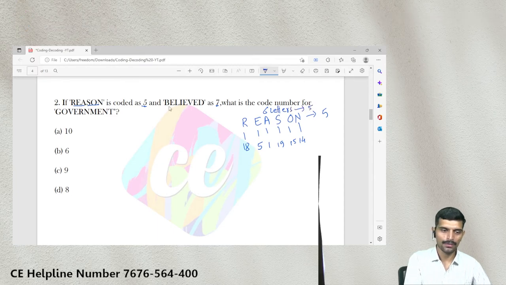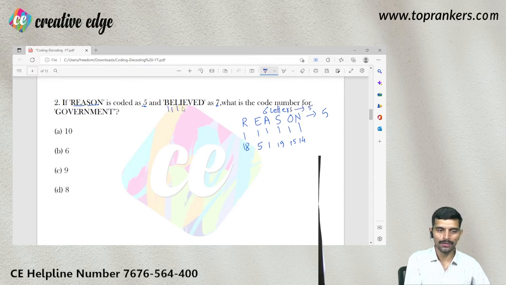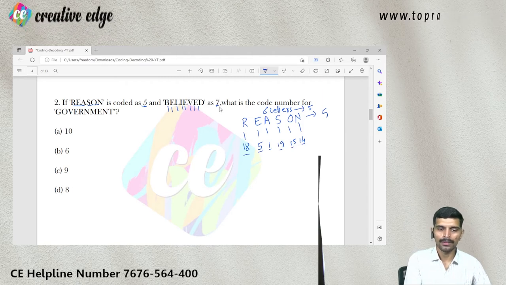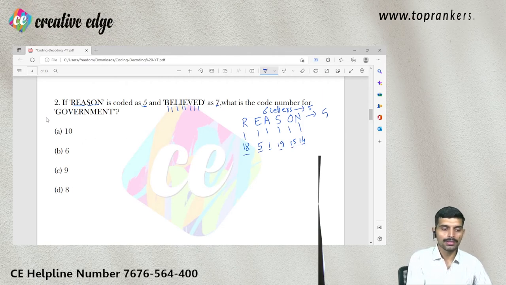coded as 5. Believed: 1, 2, 3, 4, 5, 6, 7, 8. 8 letters have been coded as 7. So this could also be the logic, instead of their equivalent position numbers. So let's count the alphabets in government: 1, 2, 3, 4, 5, 6, 7, 8, 9, 10. So the answer should be 9.